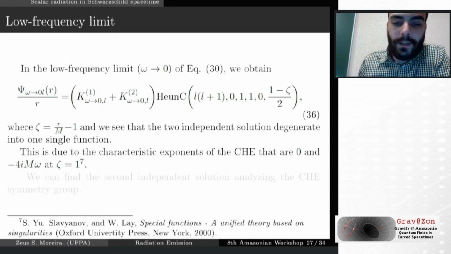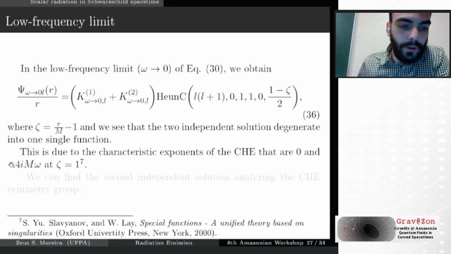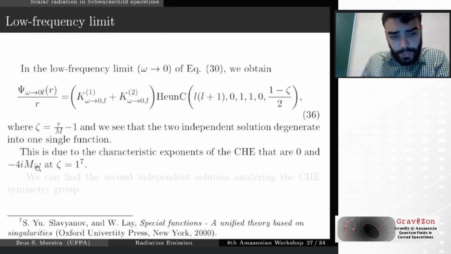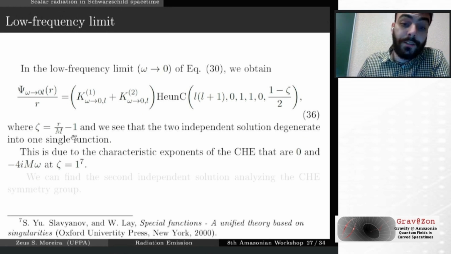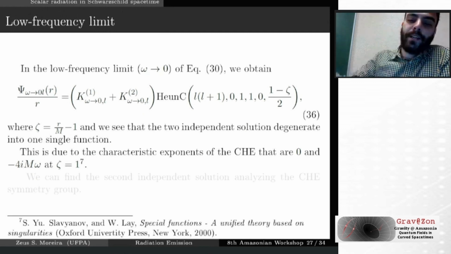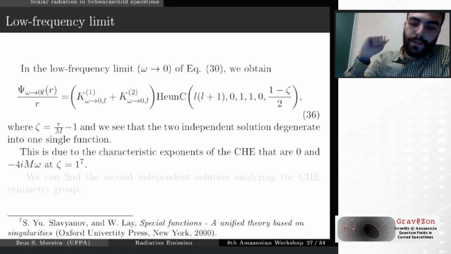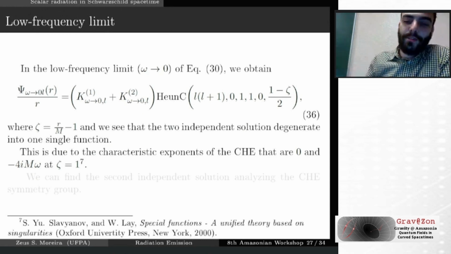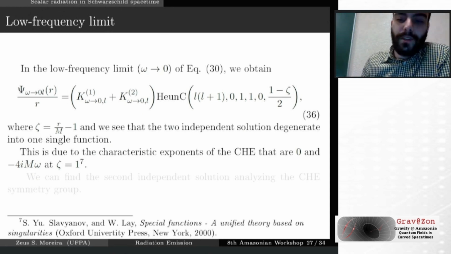This is due to the fact that the exponents at this particular singularity are 0 and minus 4 i m omega. And when we take the frequency to 0, the difference between the exponents goes to 0 as well. And 0 is an integer. So you are breaking the hypothesis of that theorem that I showed to you in the beginning. Hence, you lose linear independence as well.